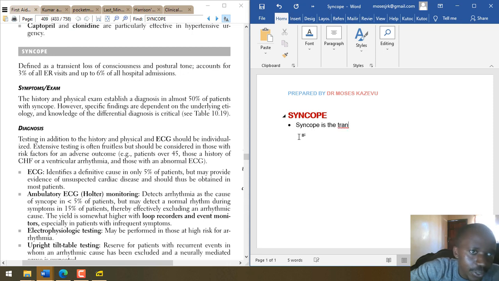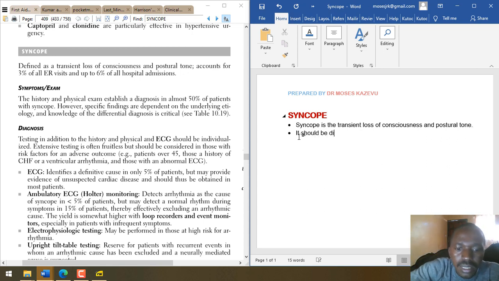Transient, that's not how you spell transient. Transient loss of consciousness and postural tone. It should be distinguished from other causes, e.g. seizures. As we can see, we already saw something about seizures much earlier on.